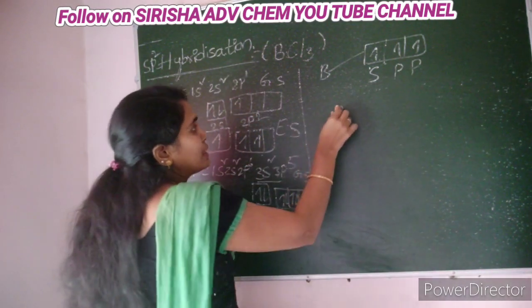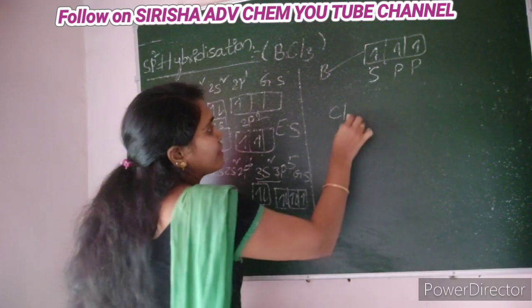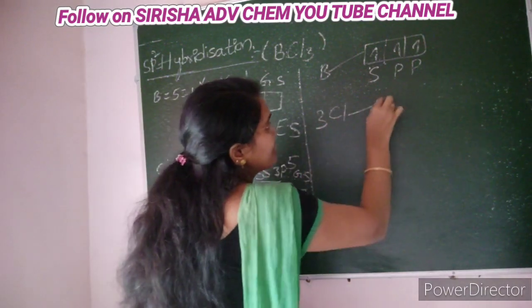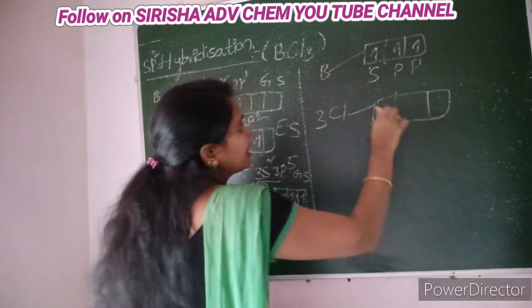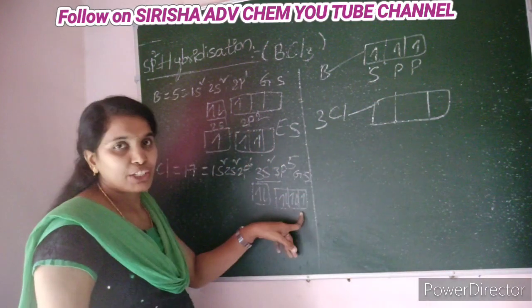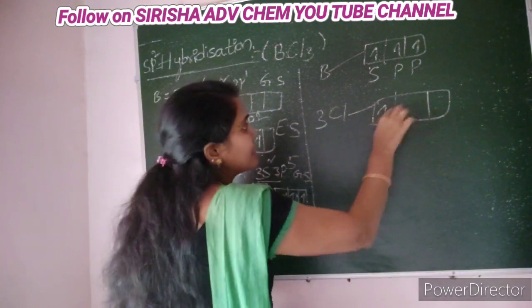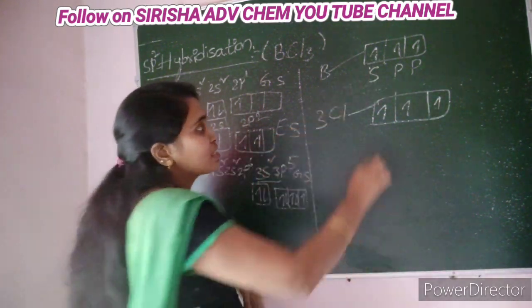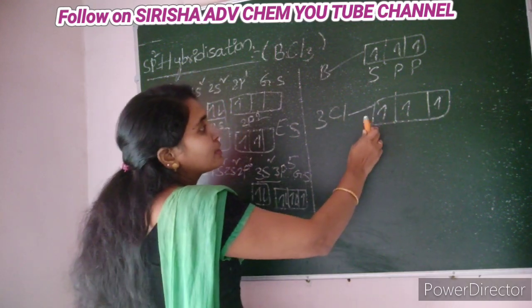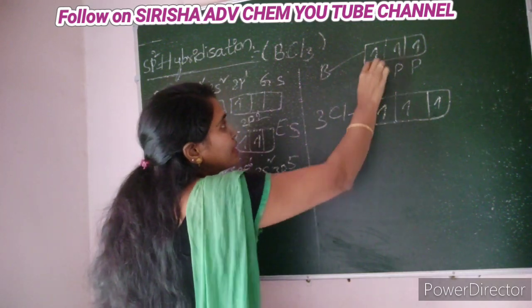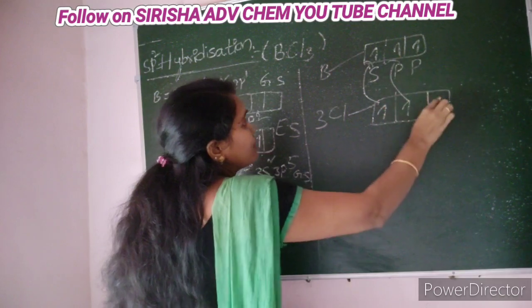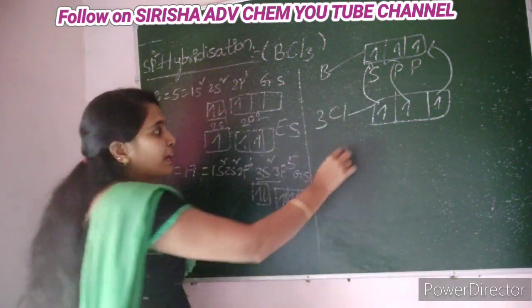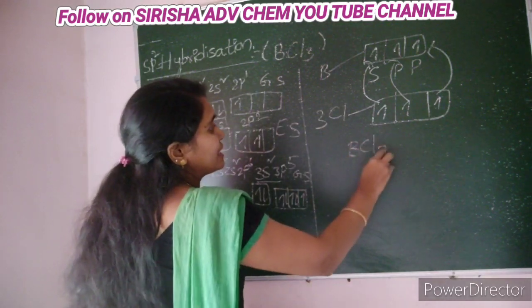Then chlorine, how many chlorines are we taking? 3 chlorines. If you see here, chlorine has only 1 unpaired electron, but we have 3 chlorines. Then all these chlorine electrons form bonds with boron. So it will be BCl3.